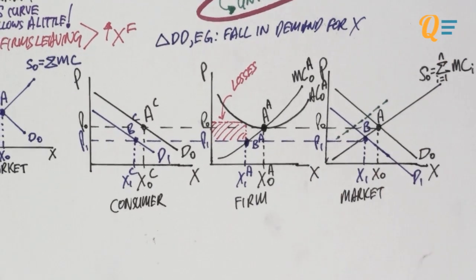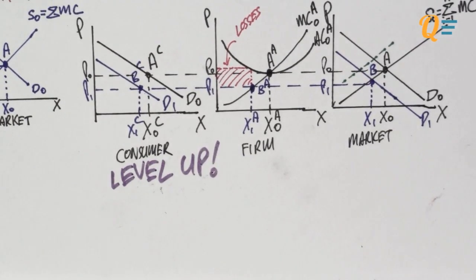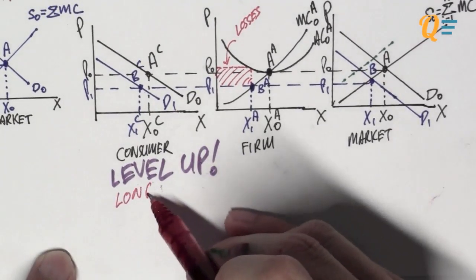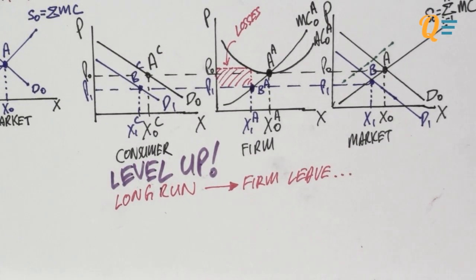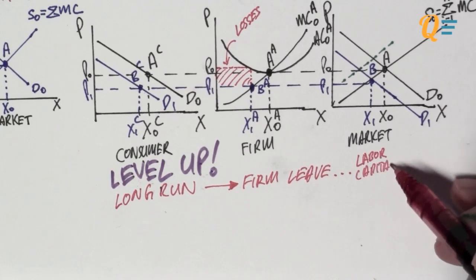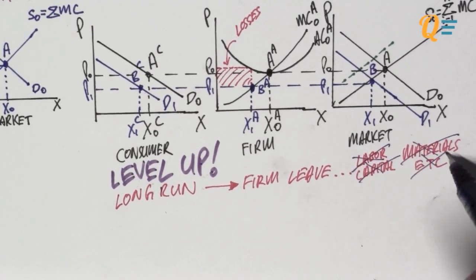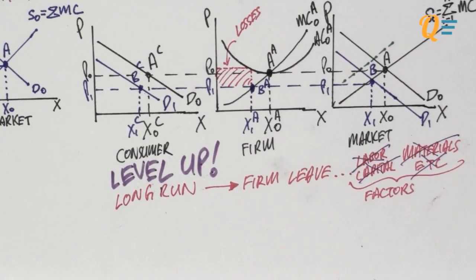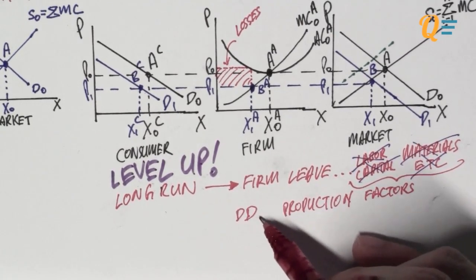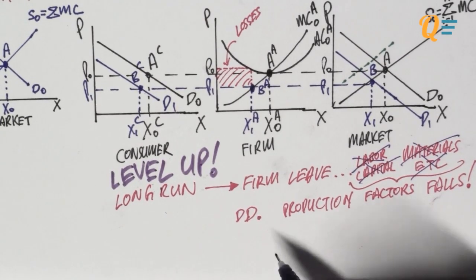Let me show you a method of analyzing this such that you can actually get more marks. It's going to make your answer more impressive. It's going to make your analysis more impressive. So in the long run, some firms are going to leave. What do you think is going to happen to the labor, capital, and materials, etc. that these firms were originally using? Well, they're not going to be in as much demand, right? Because there are fewer firms demanding them. We call all these things production factors. They are factors of production. So the demand for production factors is going to fall.